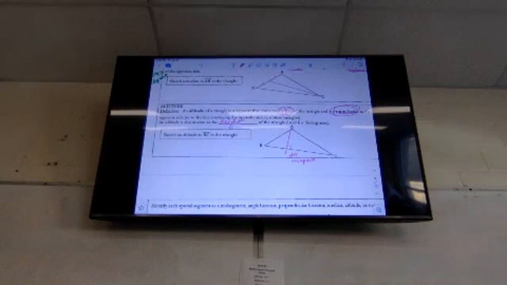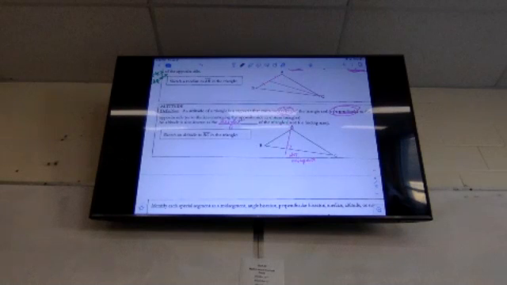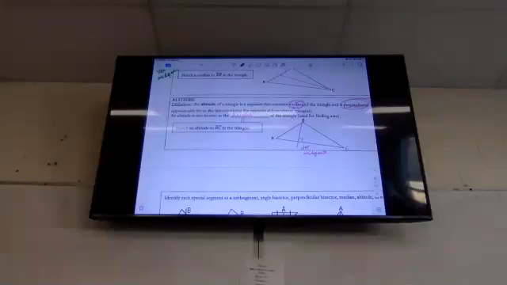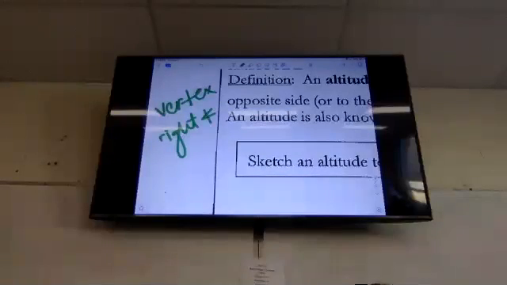All right, this went through the vertex and it was perpendicular. So what are the two things that I'm going to write next to this? What are the two special things about an altitude? Vertex. Good, vertex and 90-degree angle or right angle or perpendicular, however you want to write it. I like to do right angle, but you can say perpendicular or 90 degrees, whatever makes you happy.